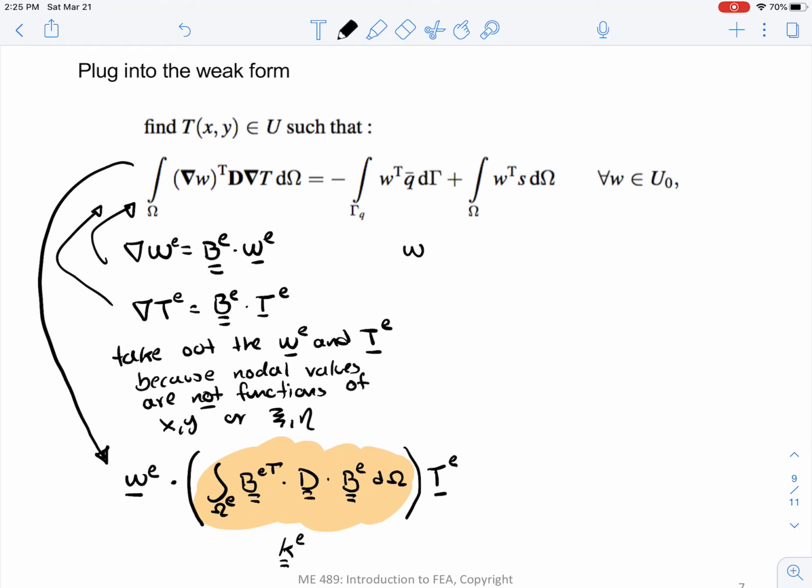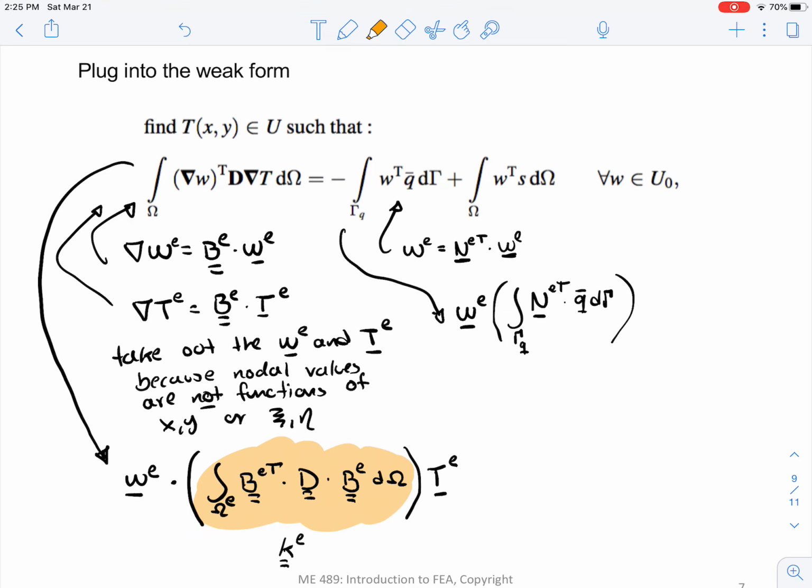So here in the second term, the weighting function w^e equals N^e transpose times the vector of nodal values. When we plug that into this term, we can take the vector of the nodal values of the weighting function out of the integral, and we end up with the integral over the boundary of the shape functions times the flux. And this integral right here is going to give us the force vector.